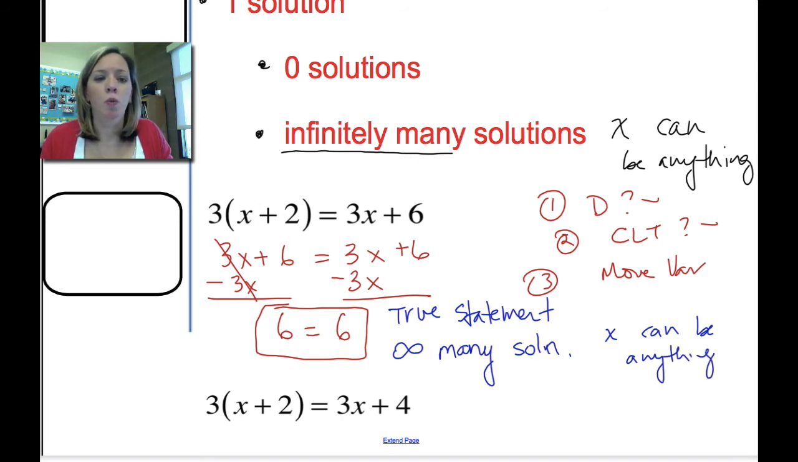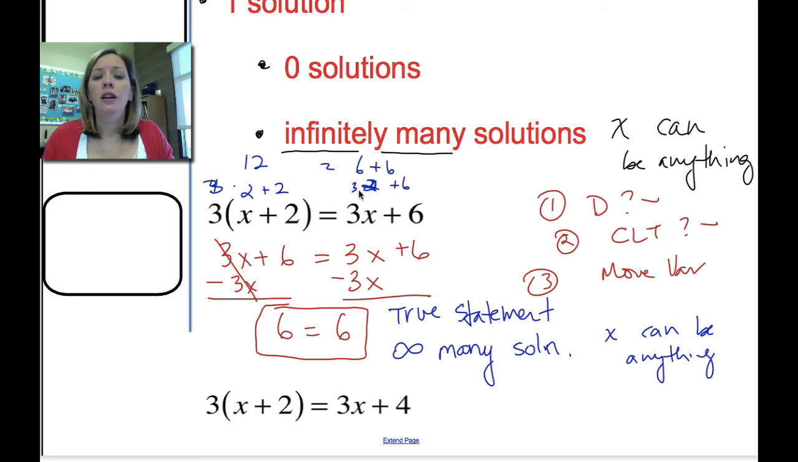Now you can test this out by plugging in different values for x. For example, if x was 1, 1 plus 2 is 3, 3 times 3 is 9. Over here, 1 times 3 is 3, 3 plus 6 is 9, so x equals 1 is a solution. You could check another number. If x was 2, 2 plus 2 is 4, 3 times 4 is 12. Over here, I'm plugging in 2. 3 times 2 is 6, and 6 plus 6 is 12. So the left side is equal to the right side.